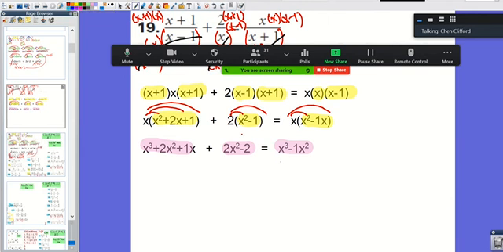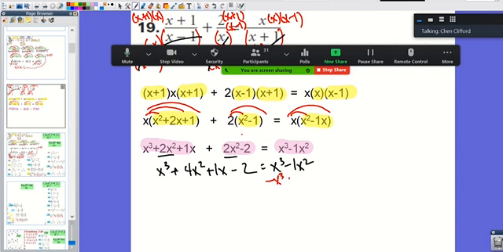So on the left side, I'm going to get x cubed. After combining like terms, I get x cubed plus 4x squared plus 1x minus 2 equals x cubed minus 1x squared. And then I'm going to keep the highest exponent positive. It doesn't matter which direction you move it in this case because the x cubes are going to cancel out.